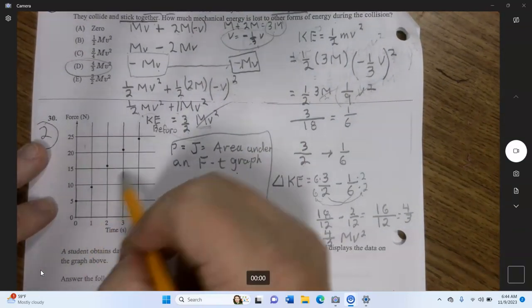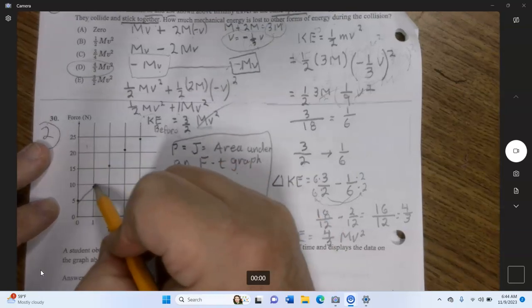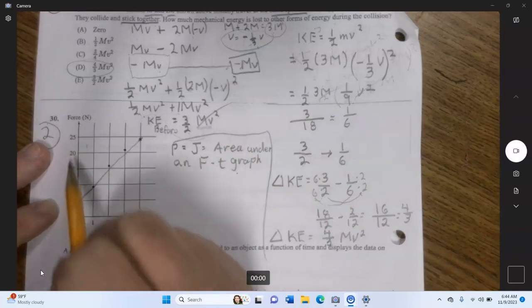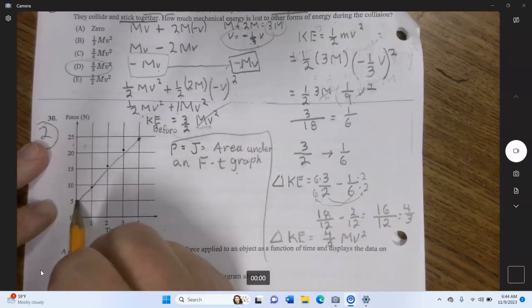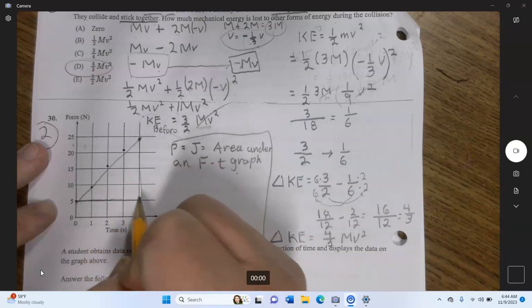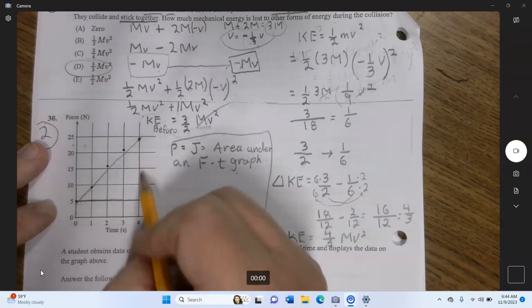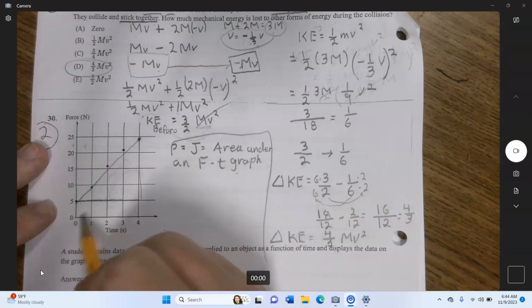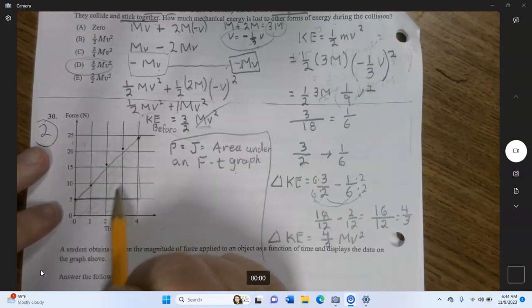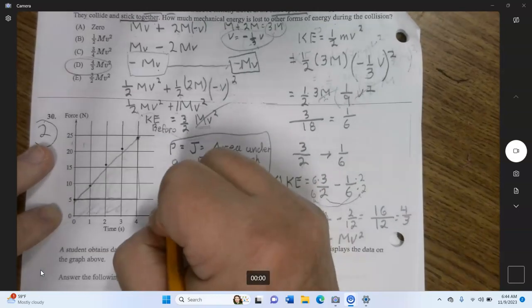Let's just sketch out what we have here. It goes up in a straight line from there, and that goes from 5 to 25, and then it goes from 0 to 4 seconds right there. So the area under this line is everything in the triangle plus everything down here below the triangle. All right, so what's the formula for a triangle?